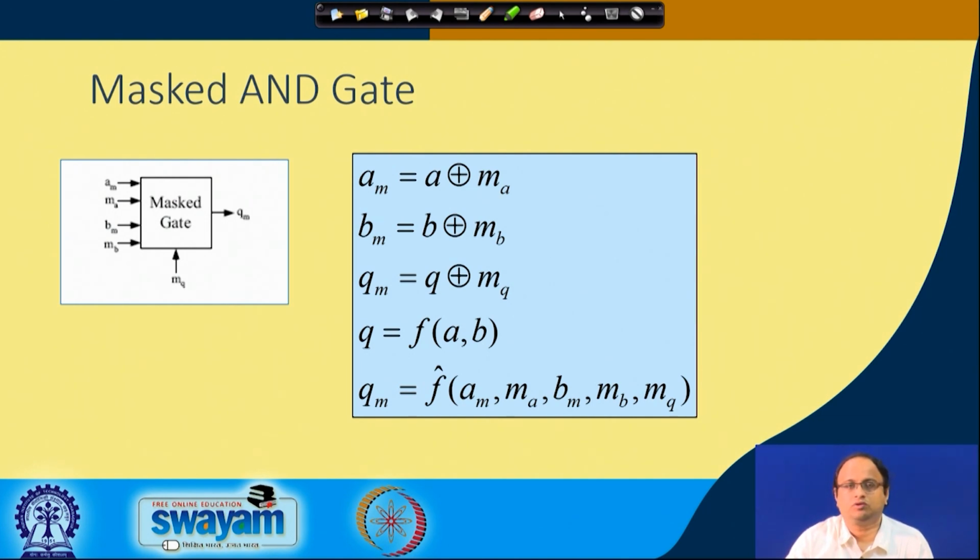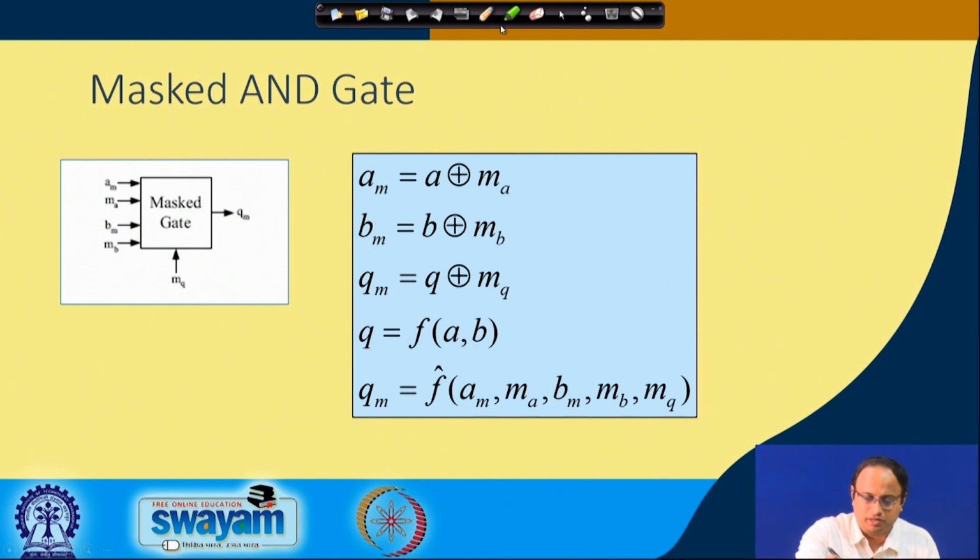In a masked counterpart of this, or in a masked AND gate, what we will do is take A, which is actual data, but rather than processing on A, we will mask A with a random value which is MA. So, MA is my mask. One way of masking is by applying a bitwise XOR. So, we take A and XOR it with MA, where MA is a random 0 or 1 value. When I XOR it, I get AM. So, AM becomes my masked value and MA is called the mask.